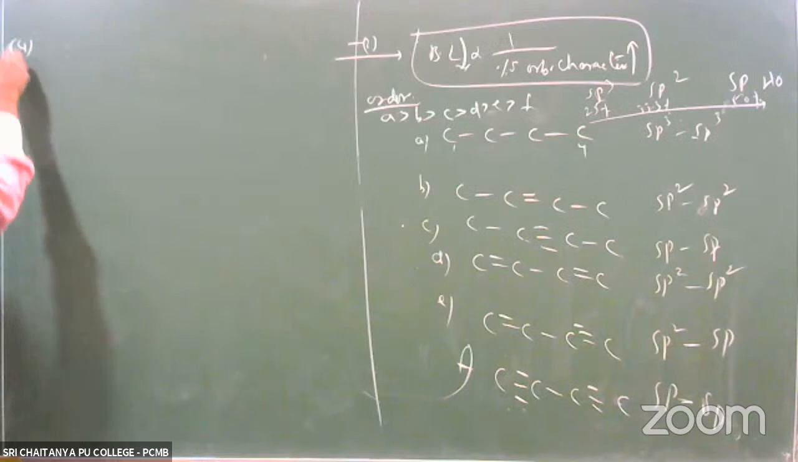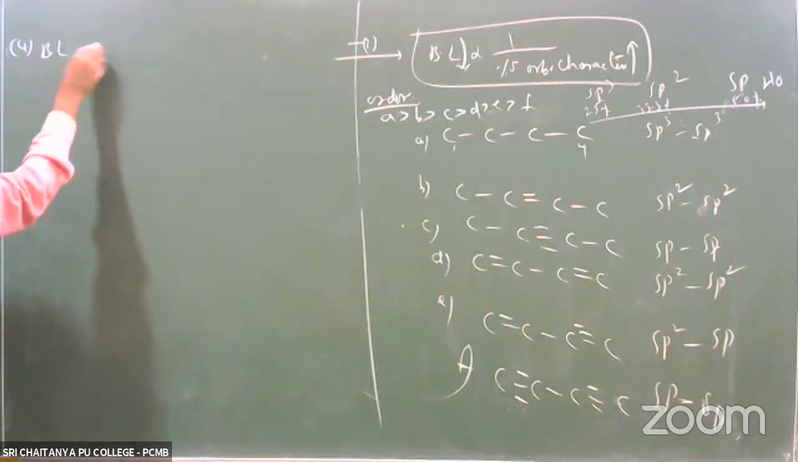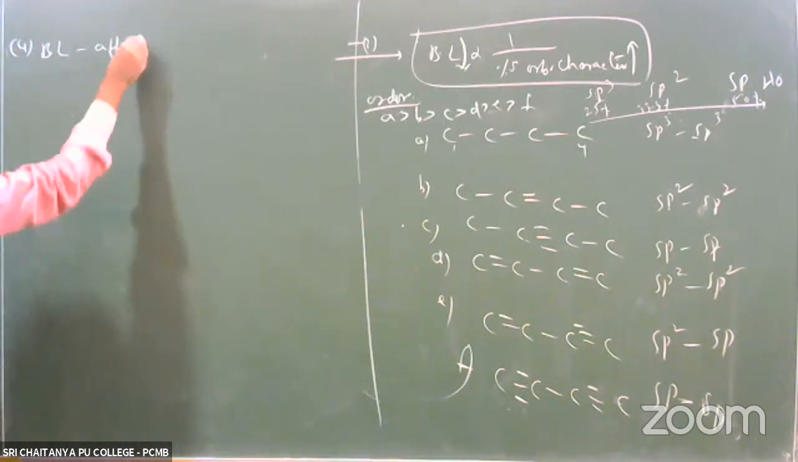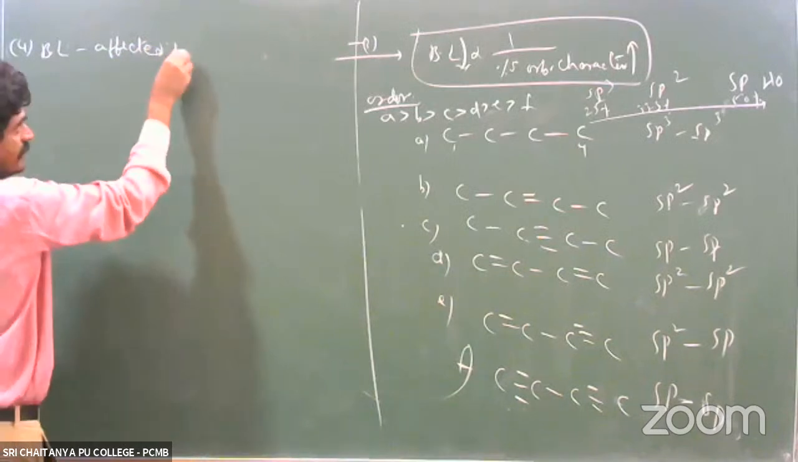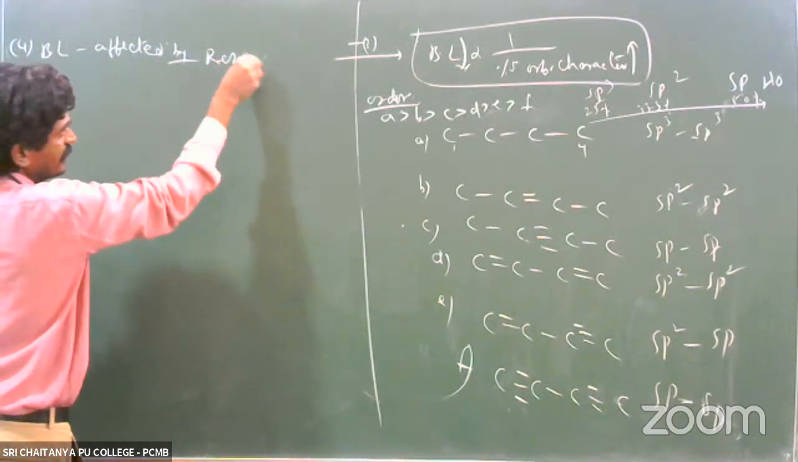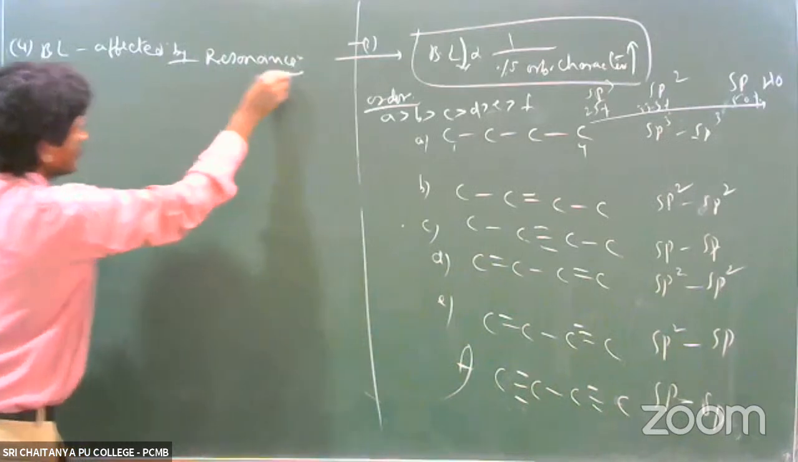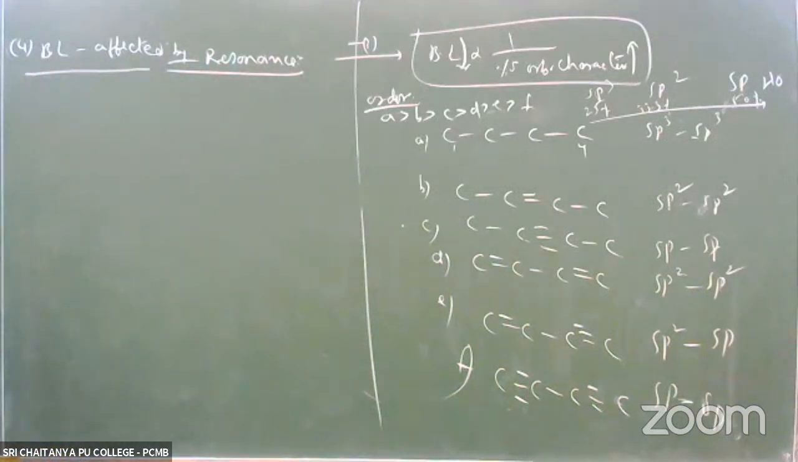Another one. Bond length is affected by resonance in organic molecules. It is affected by resonance. That means resonance has some influence on the bond length of organic molecules. How?